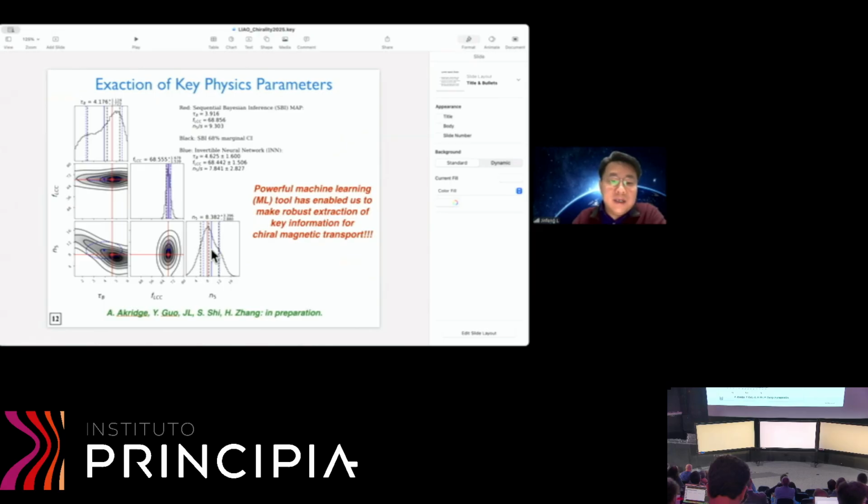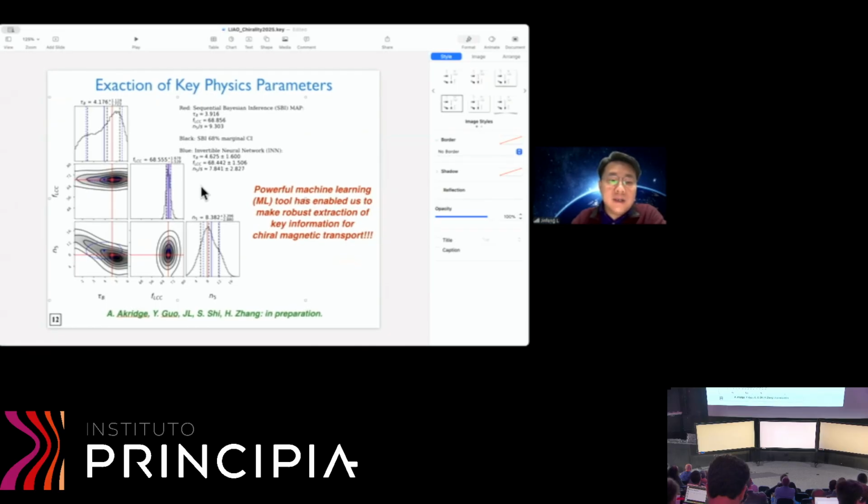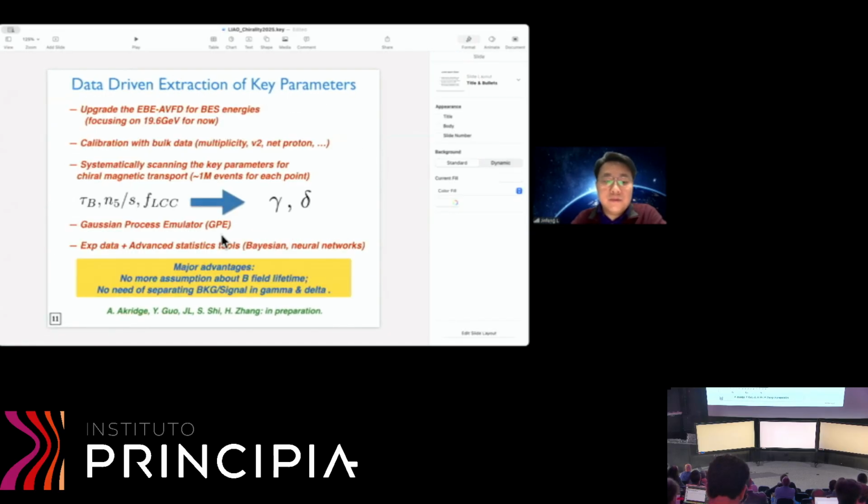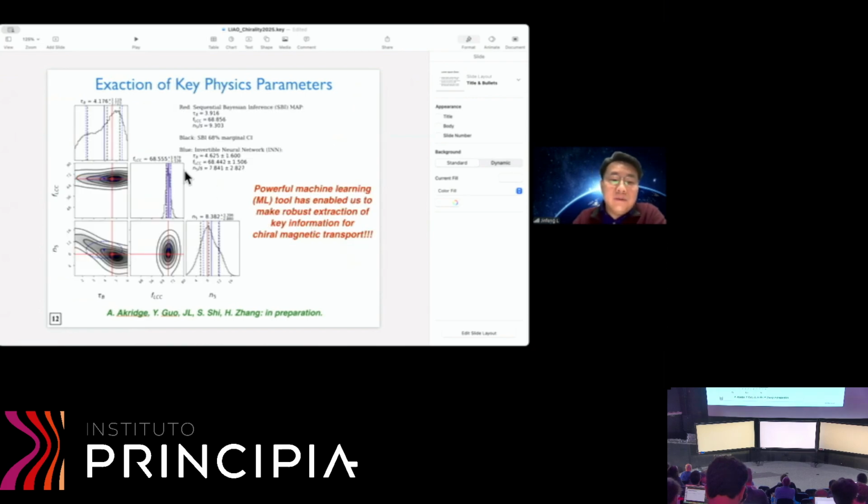about what's going on. You just say, okay, I'm going to throw in all my physics going on here. That means you're throwing in your chiral magnetic transport and background, and then you calculate gamma delta, and then use the experiment data to tell you what you need. And I think we are really excited about this result.